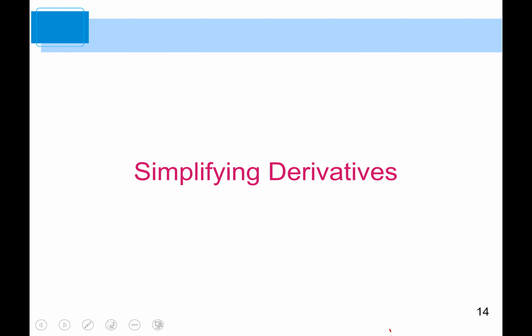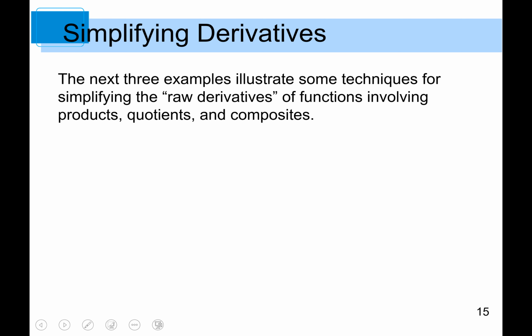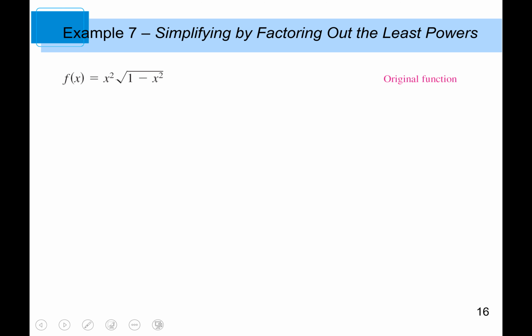All right, so very frequently when you deal with derivatives of composite functions, you have to learn how to simplify the derivatives. Whatever result we have is called a raw derivative, involving products, quotients, and composites, and it takes some time to simplify. So let's take a look at this example.